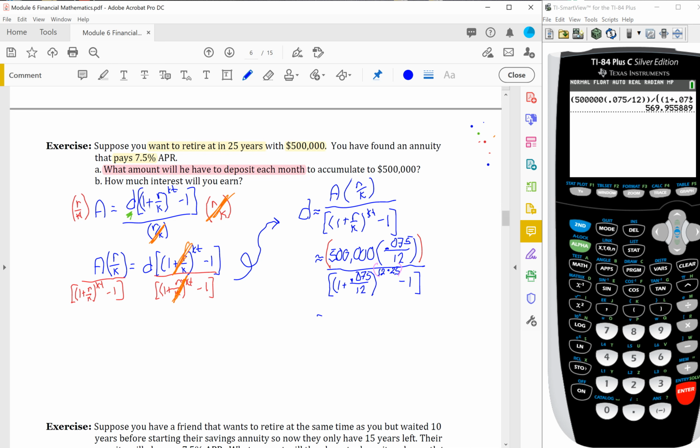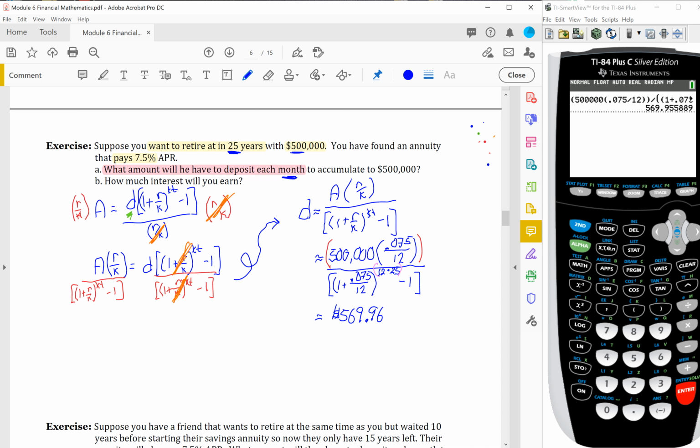So what I get out of this is a monthly deposit amount of $569, and if I round this to the nearest penny, 96 cents. So remember what this represents. It was asking us, how much money do you have to deposit each month so that after 25 years, you have $500,000? And this tells us we have to deposit $569 every month to accumulate to that balance.